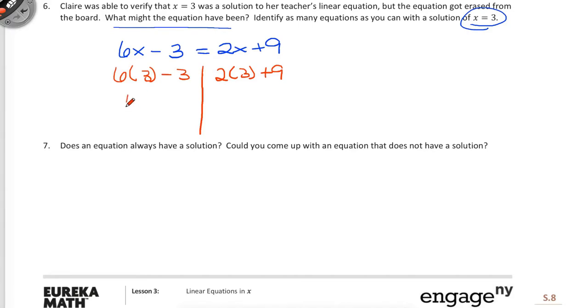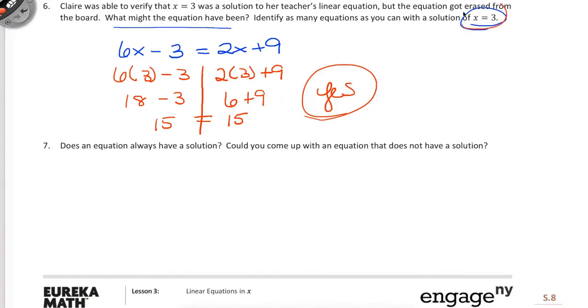6 times 3 is 18. Bring down that subtract 3. And 18 take away 3 gives me 15. Over here, 2 times 3 is 6. Bring down that plus 9. And 6 plus 9 is 15. So, does 15 equal 15? Yes. So, I made an equation where my solution is x equaling 3.